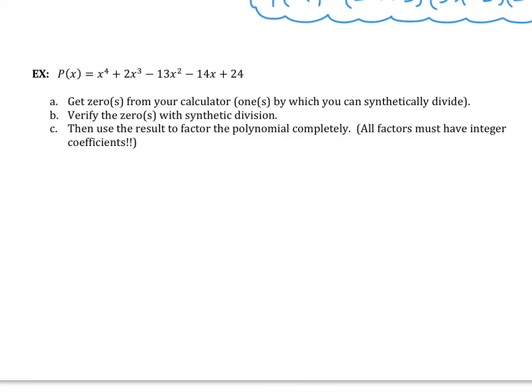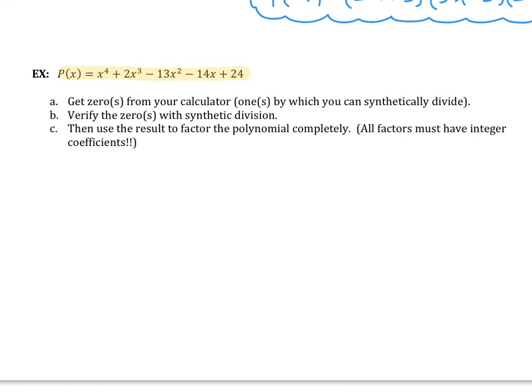Moving on to example 2 here, having our polynomial p of x equals x to the 4th plus 2x cubed minus 13x squared minus 14x plus 24. And we are trying to factor this, right? So since there's 5 terms, I can't really factor that by hand. So we're going to jump to our calculator, throw it into your y equals, and find 1 zero on your calculator. You should be able to find 1 using your table of values this time.